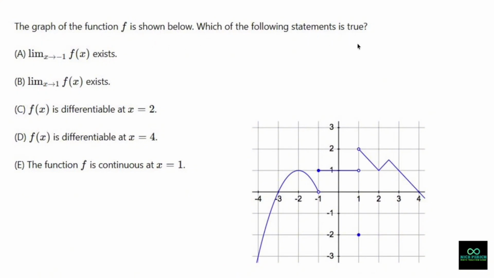The graph of the function f is shown below. Which of the following statements is true? So we've got ourselves a crazy looking piecewise function. Lots going on, so we need to find the true statement here. The limit as x approaches negative 1 of f of x exists.